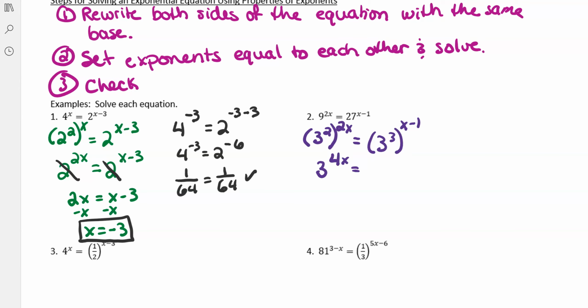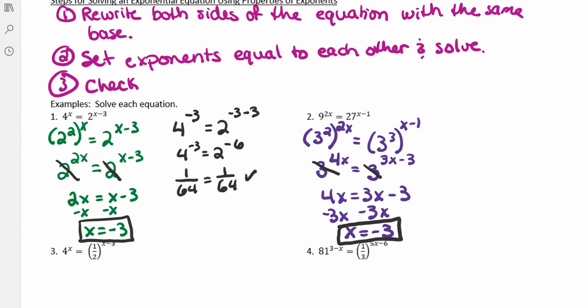All right, over here, you're going to distribute when we're multiplying these out. So we have to do 3 times x and 3 times negative 1. So we're going to end up with 3 to the 3x minus 3. Okay, at that point, our bases are going to drop out. And we're left with 4x equals 3x minus 3. So I'm going to subtract 3x from both sides. That's going to give me x equals negative 3. And that's my answer.